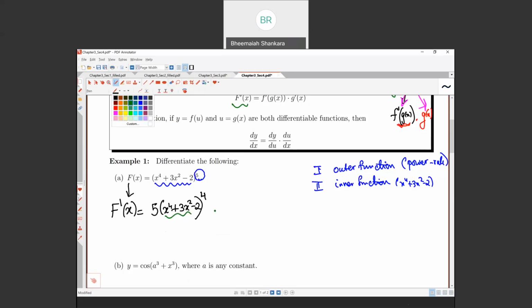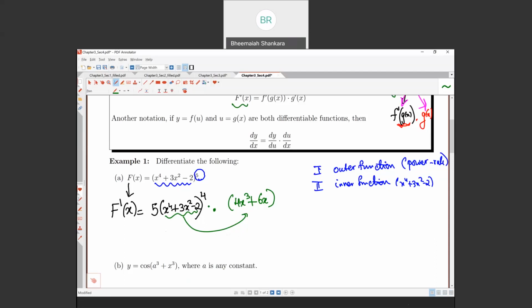The derivative of x to the 4 will be 4x cubed. The derivative of 3x squared is 6x. The derivative of negative 2 is 0, so you don't have to write it. So your answer will be 5 times (x to the 4 plus 3x squared minus 2) to the 4 times (4x cubed plus 6x). And again, I don't want you to do the product because it's a really messy calculation. So you're good to stop at this step.